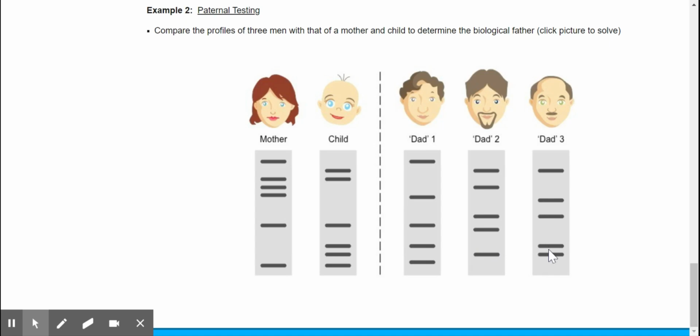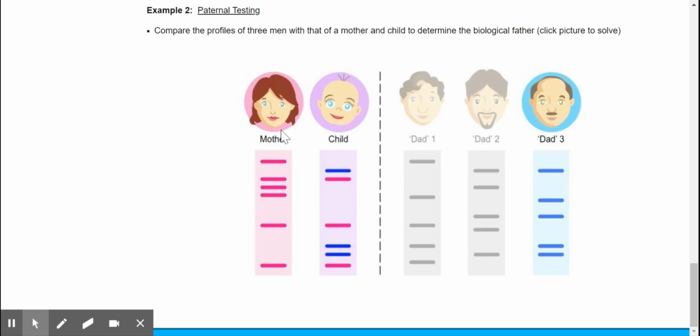Let's keep going just to make sure. Baby has the band here. Dad 2 has it, but Dad 3 also has it. Then over here, this one mom has it. So then by that process, we would say that dad number 3 plus mom would give the child its whole DNA lines. And there we go. See, mother, child, dad. Dad 3 would be the father.